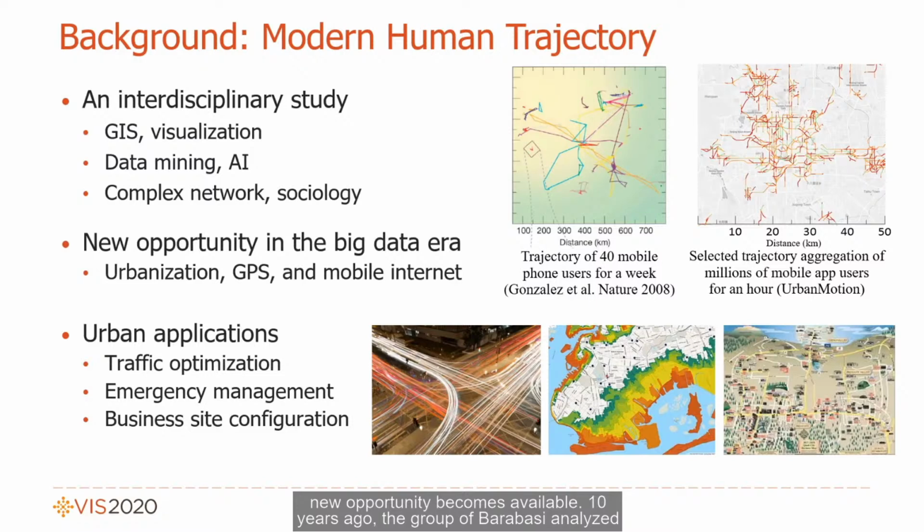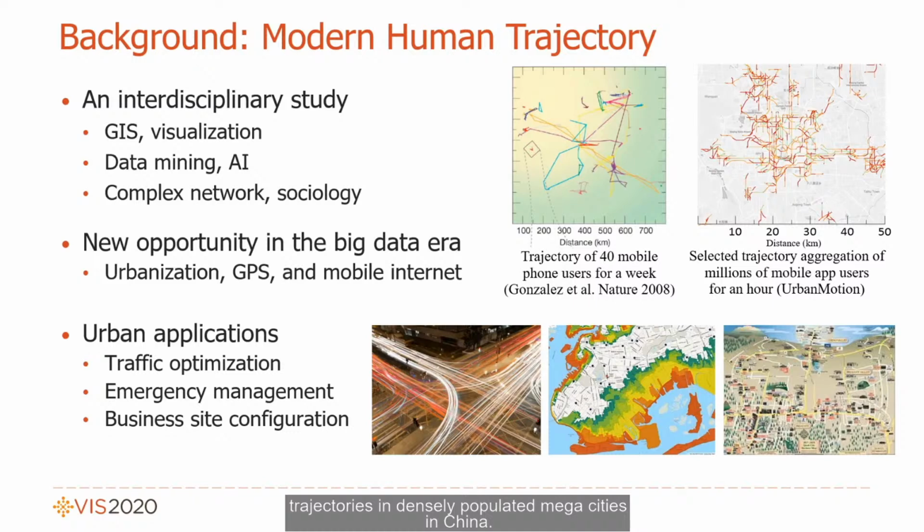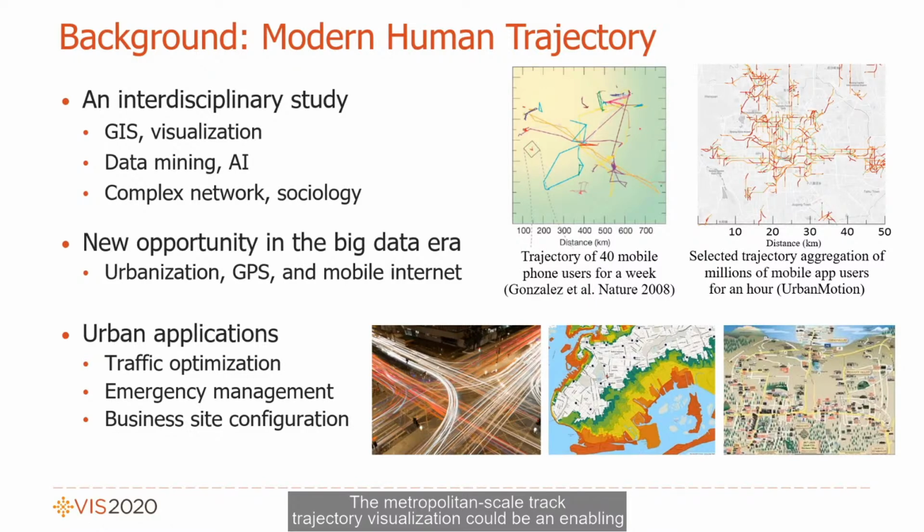Ten years ago, the group of Barabasi analyzed 100,000 mobile users, and here are trajectories of 40 users in their data. A couple of years ago, we were able to touch 40 million human trajectories in a densely populated megacity in China. Metropolitan-scale trajectory visualization could be an enabling feature for many applications, such as traffic optimization, city emergency management, and business site configuration.